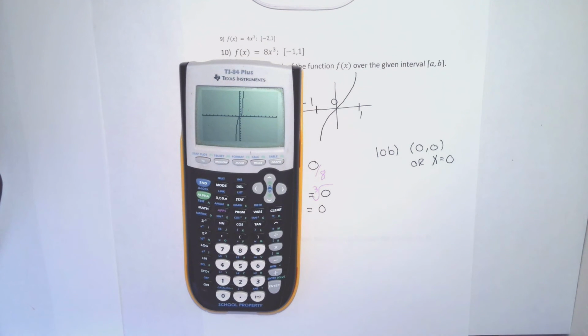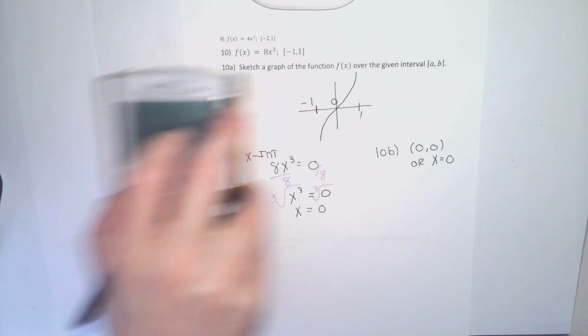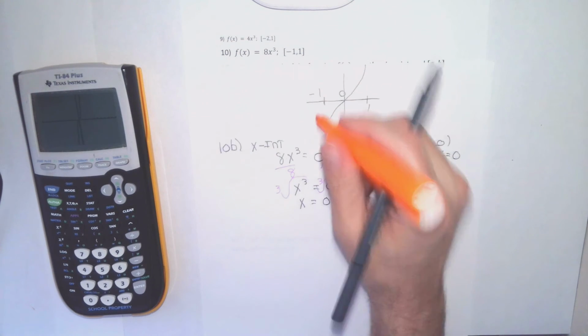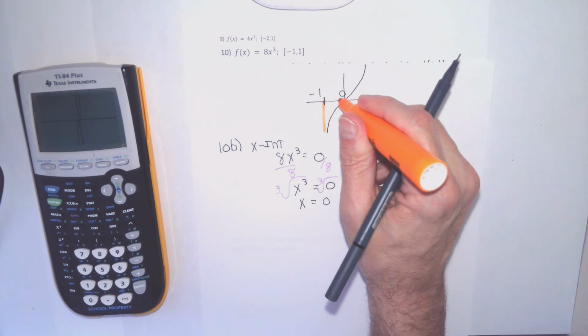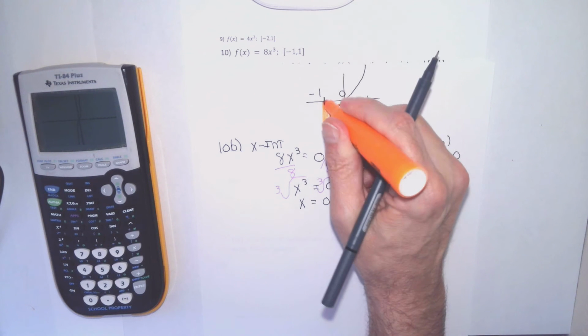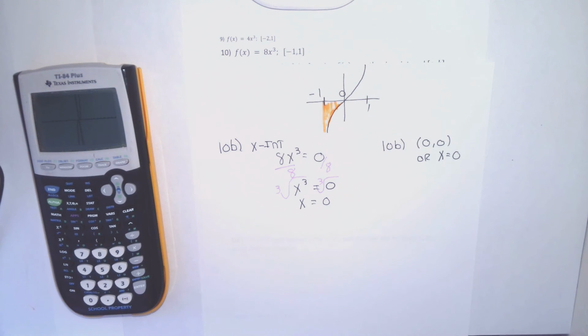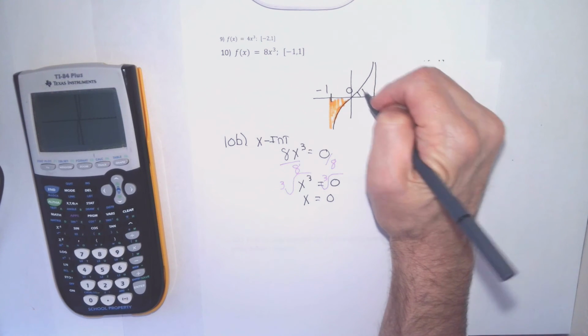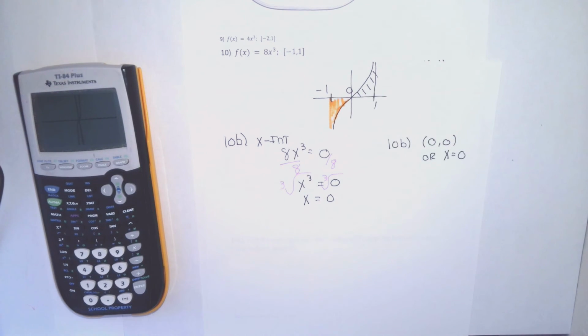Any sort of accuracy is fine, just as long as you can tell what region is beneath and which region is above the x-axis. So done with part A, done with part B. I'm going to move on to part C. First I'm going to find this lower region by integrating from -1 to 0. And then I'm going to find this upper region by integrating from 0 to 1.